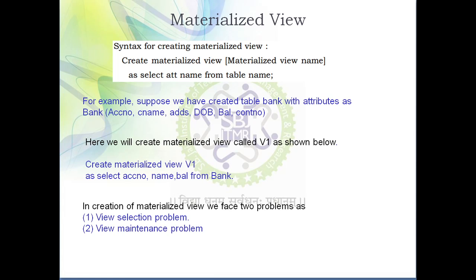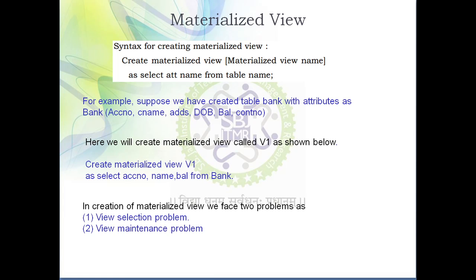The view maintenance problem is not there in a view, because we are not storing any kind of data, so there is no updation problem. But in a materialized view, we are storing data separately. That's why there is an updation problem. Whatever updation is done in the original table, the same updation has to be done in the materialized view also. So there are two issues in a materialized view. One is the view selection problem, that is, which view we have to materialize, and the second is the view maintenance problem, the view updation problem. I hope you understand what a materialized view is.